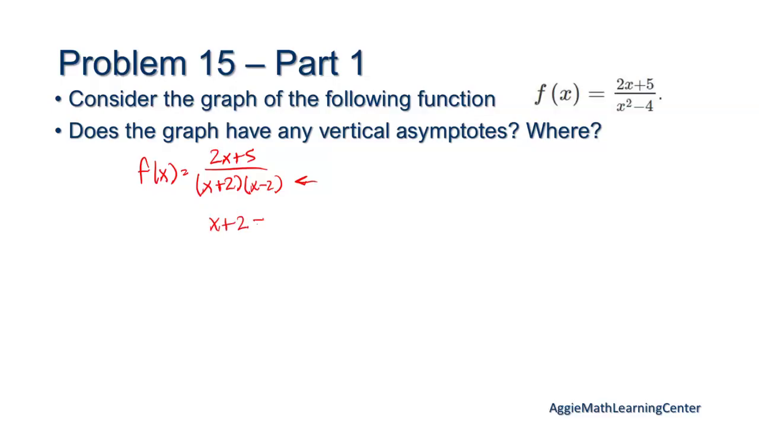That's at x plus 2 is equal to 0, so x is equal to negative 2, and x minus 2 is equal to 0, which is x is equal to positive 2. So we have a vertical asymptote at x equals negative 2 and a vertical asymptote at x equals 2. Any questions so far?